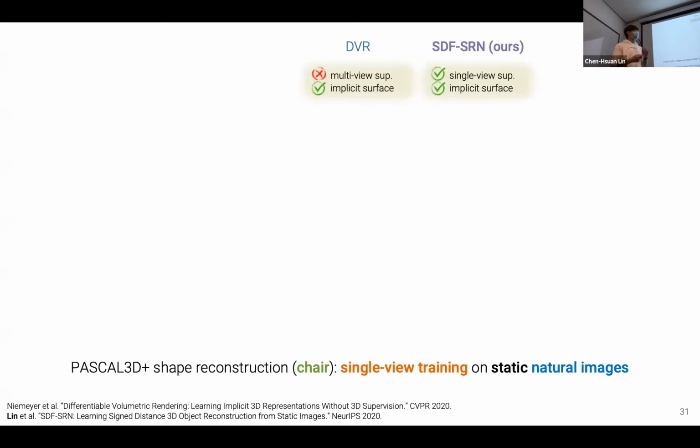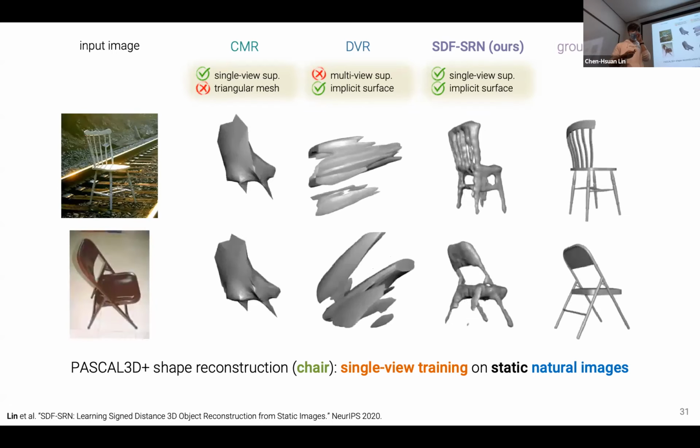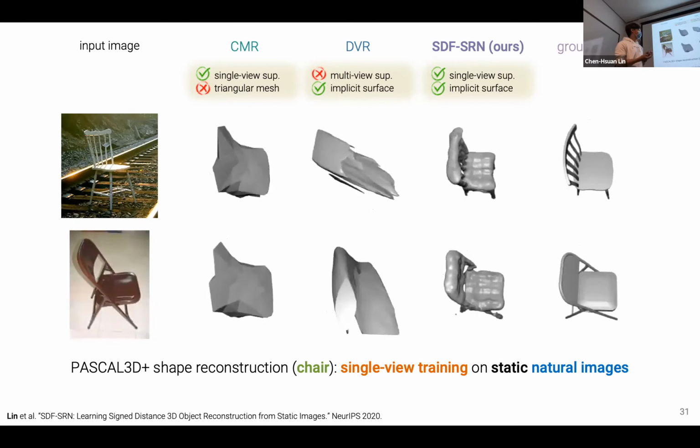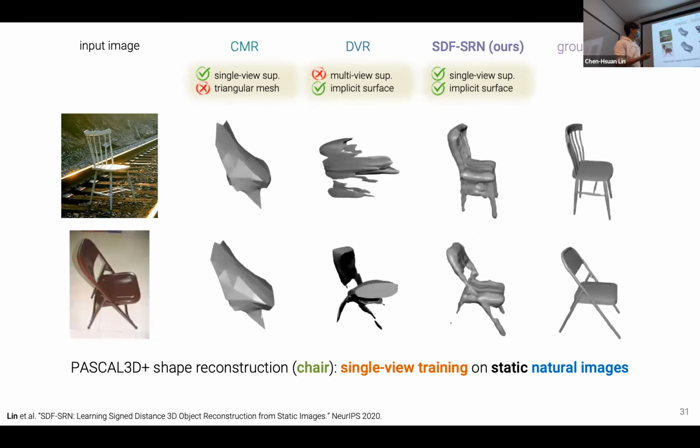And now, let's take a look at this more challenging scenario where we learn from real-world images and where we consider the Pascal datasets. We compare against a baseline called category mesh reconstruction, which can learn from single view supervision but uses meshes as the representation instead. So we can take a look at how we perform on the test set.